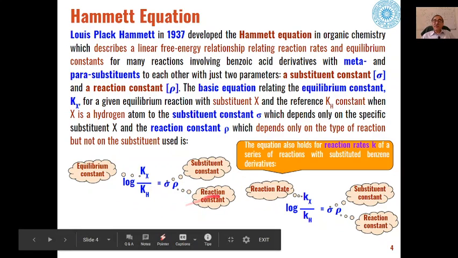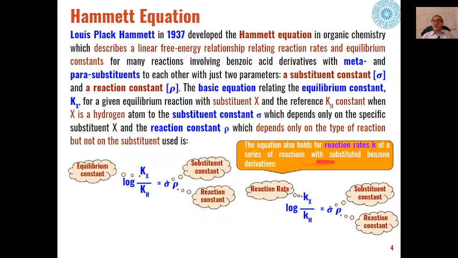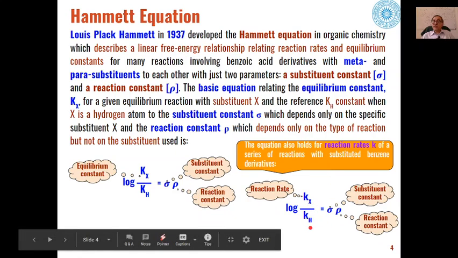Similarly, this Hammett equation also holds good for rate constants. The equation also holds for reaction rate K of a series of reactions with substituted benzene derivatives. So here also log Kx upon Kh is equal to sigma rho, same thing. So they are related to each other, whereas Kx is the reaction rate constant for substituted substrate, whereas Kh is the value for unsubstituted substrate.